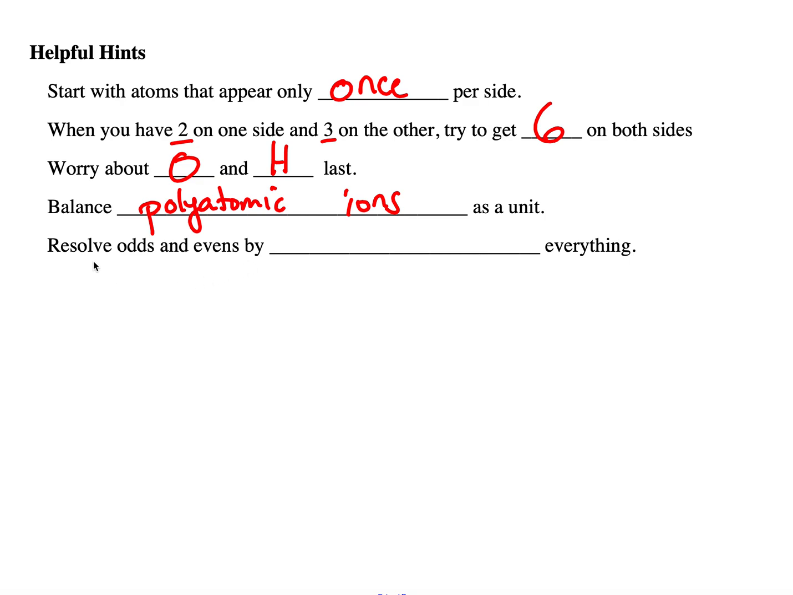And anytime you have odd and even issues, which I'm going to show you how this all works out in a second, you can fix that by doubling everything. If you find out who's making it odd, start doubling everything. And then suddenly your odd number becomes even because you multiplied it by 2. You've doubled it. And that'll fix a lot of issues for you.